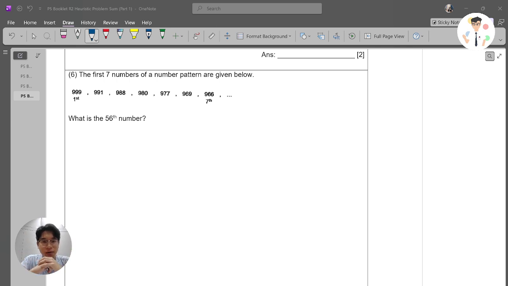Now if you look at this question here, it says that the first 7 numbers of a number pattern are given below. So you can see 991, 999, 991. So I'm decreasing by 8, so I reduce by 8. 991 becomes 988, so it reduced by 3. Then here, reduced by 8. Here, reduced by 3. Here, reduced by 8. Here, reduced by 3. So it just gives us a very weird combination here.